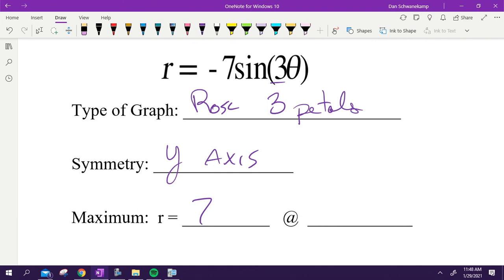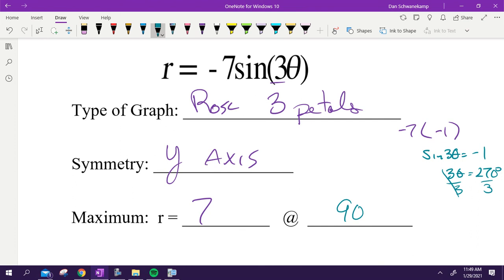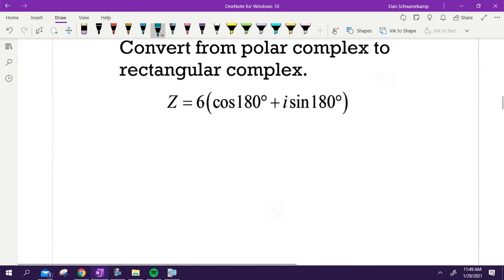To make it 7, this is the place we made a mistake. -7 times what would get me 7? Well, it would be -1. So what that means is sine of 3 theta needs to be -1. So 3 theta is going to be 270, but that's what 3 theta is. If I then divide that by 3, it's going to get me 90 degrees. Otherwise, you will graph it incorrectly. You've got to do that division. That is the one thing you screw up. And the one way to fix that is to also just graph it on your calculator. If you graph it on your calculator, it'll check what you're doing.